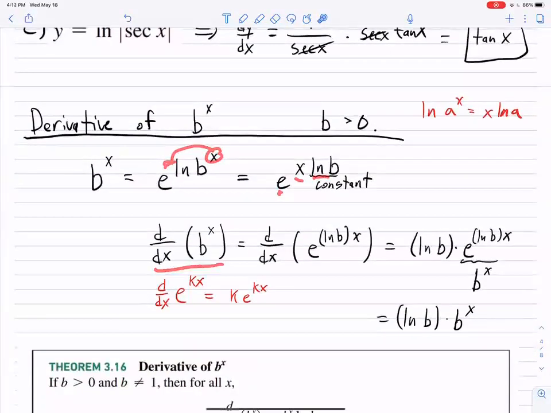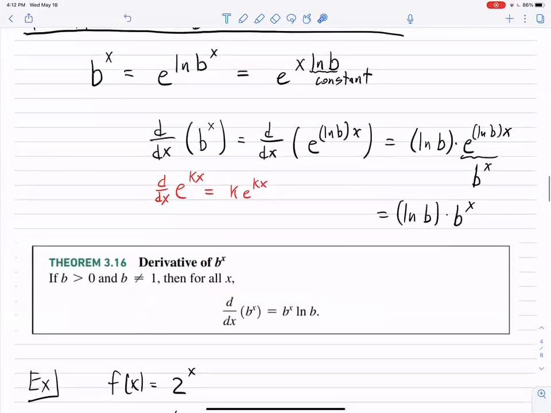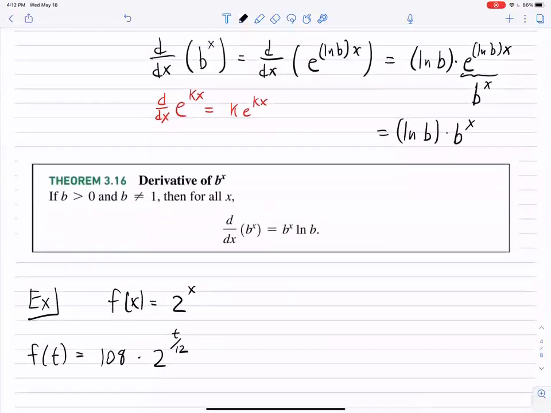So taking the derivative of this is really the same thing as taking the derivative of that thing. But for this guy right here, by the chain rule, the constant just comes down. And then it's e to the ln of b to the x, but that's just b to the x. And so it's really just ln of b times b to the x. And this is the reminder of how you take e to a constant times x: it's just k times e to that constant. And so this is the formula we get, that if you have a base that's bigger than 0 and it's not equal to 1, then the derivative of that exponential function is just the exponential function times the natural log of b. So for instance, this implies if f of x is 2 to the x, then f prime of x is just 2 to the x times ln of 2.